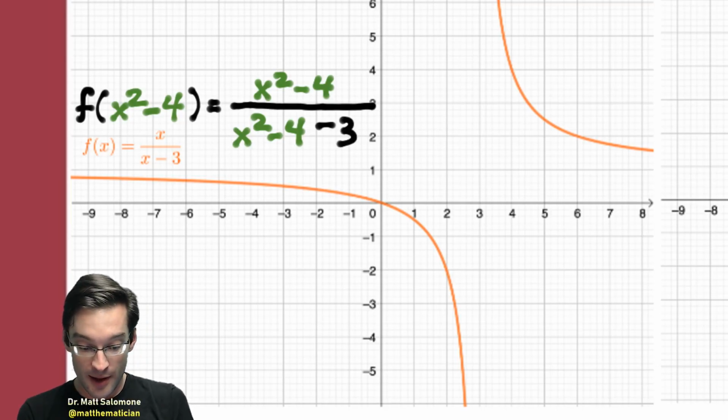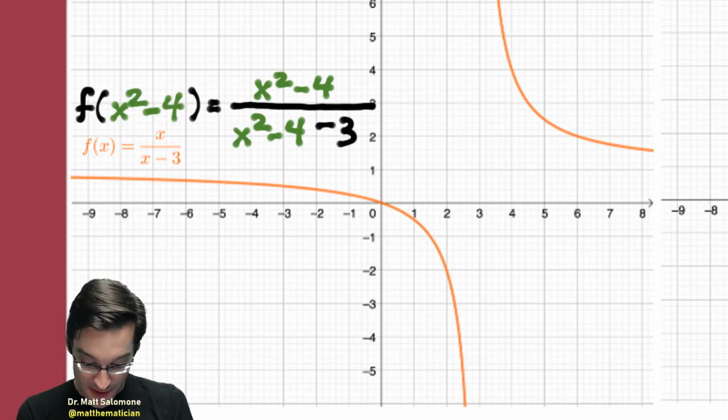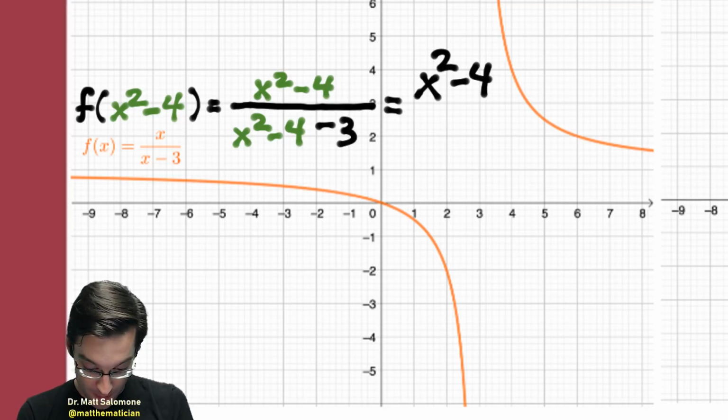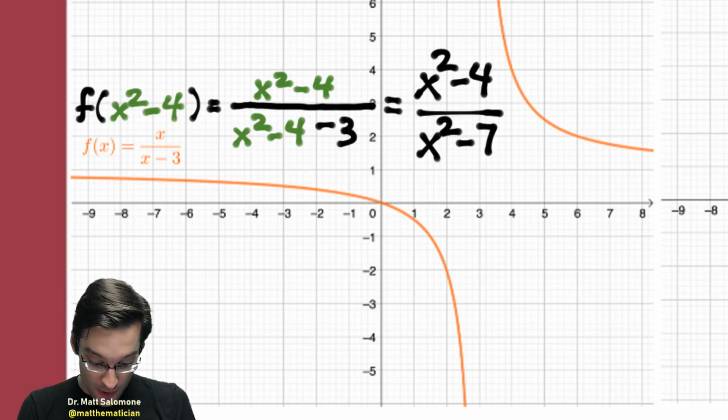See how I did that? In place of every one of these x's, we get an x squared minus 4. Now if I simplify this expression, I'm just going to have x squared minus 4 upstairs, and downstairs x squared minus 4 minus 3 is going to give me x squared minus 7. And so there we have a simplified formula for f of g of x, the composite function: x squared minus 4, all divided by x squared minus 7.